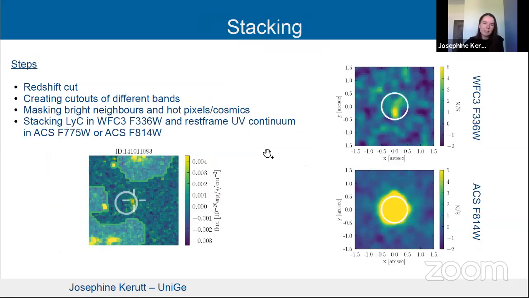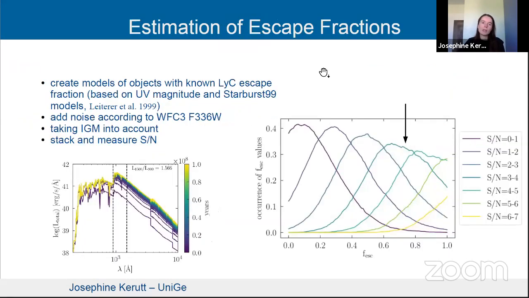So now to the stacking. As I said, I make a redshift cut. I also exclude objects with bright neighbors, and I mask the neighbors and hot pixels or cosmics, and use the selection that I just showed. And this is the result. You can see that in the 336 band, I actually do detect a signal with the selected objects that I have. The signal to noise is roughly 5 if I include the individual candidates, and 4 if I exclude the individual Lyman continuum candidates. And here you can see as a comparison the UV continuum. So now how do we get an escape fraction from those stacks?